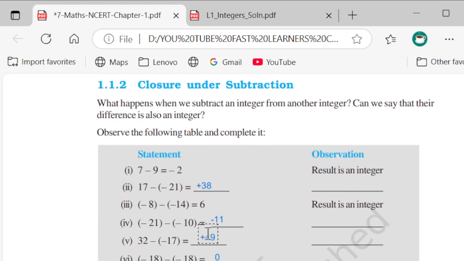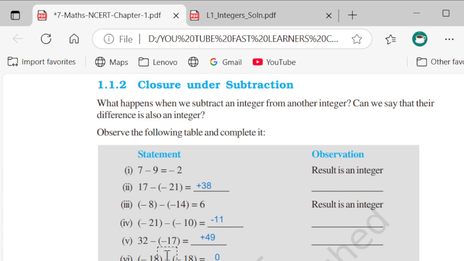Let's see closure under subtraction. 7 minus 9 is equal to minus 2. 17 minus minus 21. Here minus minus will become plus. So 17 plus 21 is equal to 38. Here minus 8 minus minus 14, that is minus 8 plus 14, means 14 minus 8 is 6. Minus 21 minus minus 10. So here minus minus becomes plus. Minus 21 plus 10 will be minus 11.